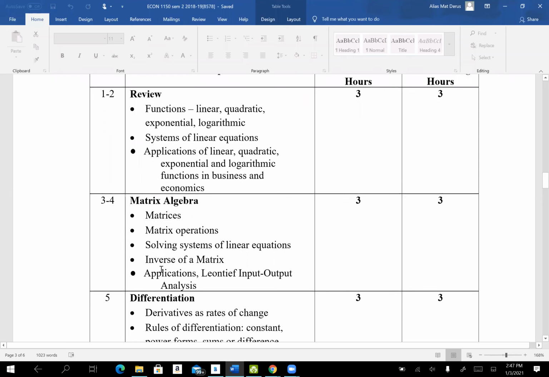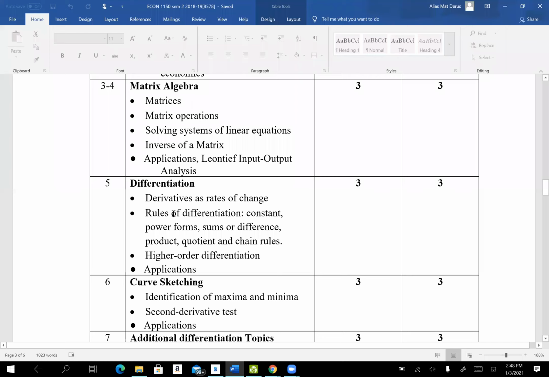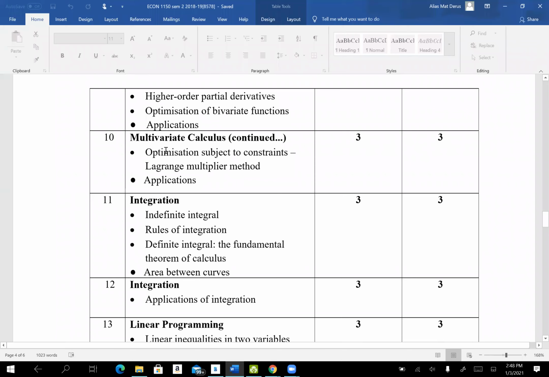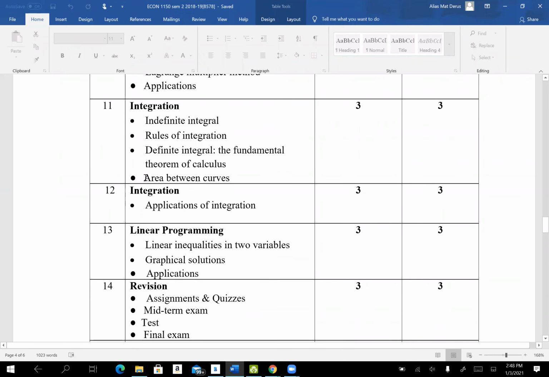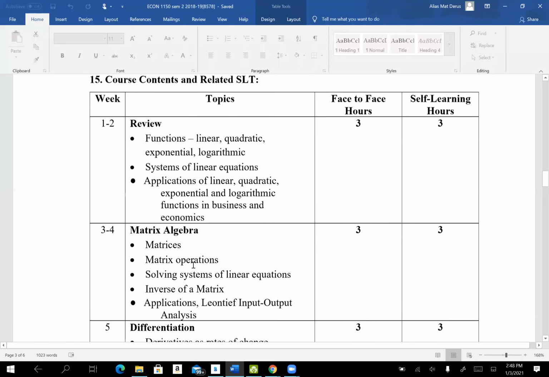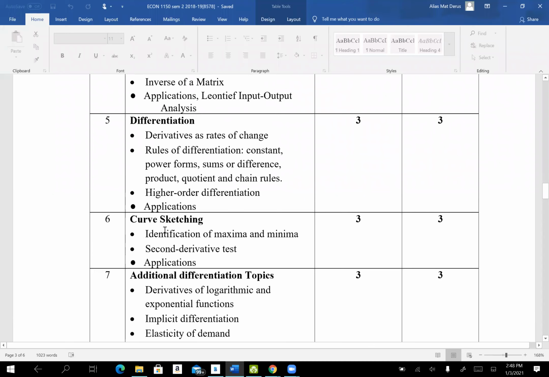Like I said, the first topic here is a review, basically. The main topics will be the derivative, the partial derivative, and then the integration. So these three topics, I think, will form the core of the course. Okay? And then to the right, to the left, you have linear programming, and then you have the linear function, and then you have the matrix algebra. So the core will be those three topics. All right? Okay. Any question, any comment?